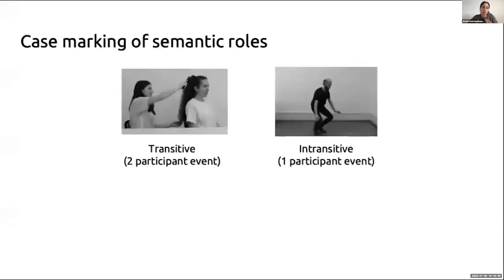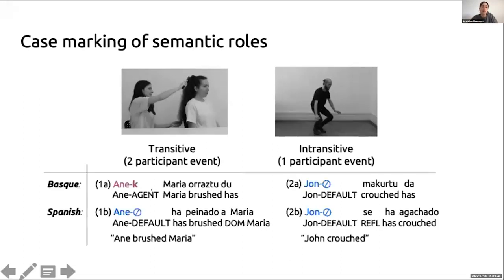And now I'm going to show you briefly what this difference is in Basque and Spanish. So here we have two event pictures. In one of them, we have two participants, an agent acting on a patient. So this would be described with a transitive sentence. In the other picture, we just have one participant, and this would be described with an intransitive sentence. And here we see how this would be described in Basque and in Spanish.